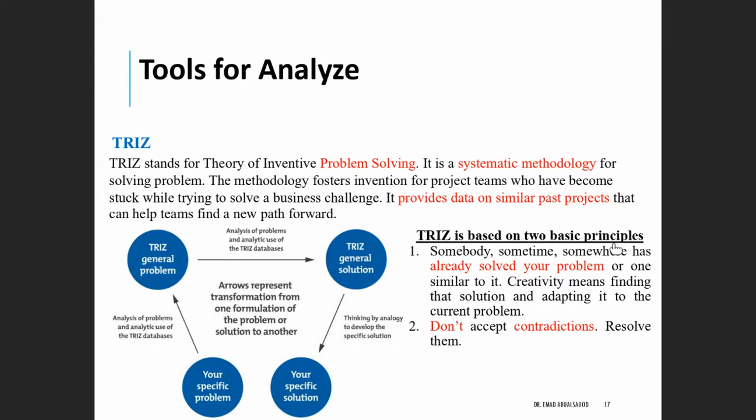TRIZ is based on two basic principles. The first one says somebody, sometime, somewhere has already solved your problem. And this is really something that, when you struggle and find there is no solution for your problem, is a very good and optimistic statement. Somebody, sometime, somewhere has already solved this problem or one similar to it. It doesn't have to be exactly the same, but at least similar, where you can use that solution and, using your creativity, adopt it to your current problem.